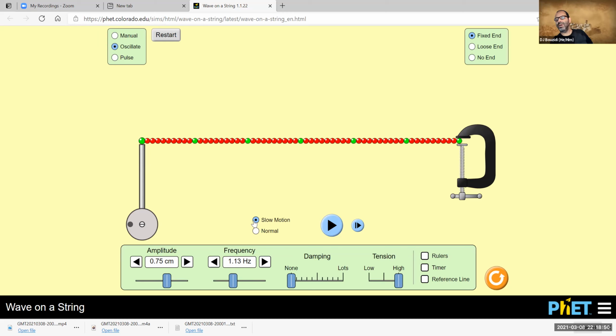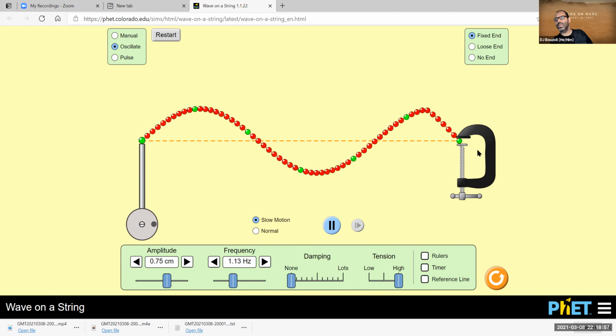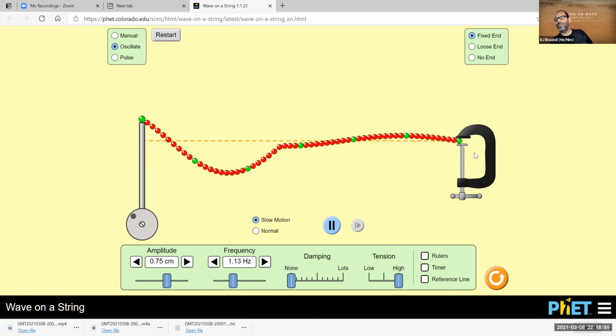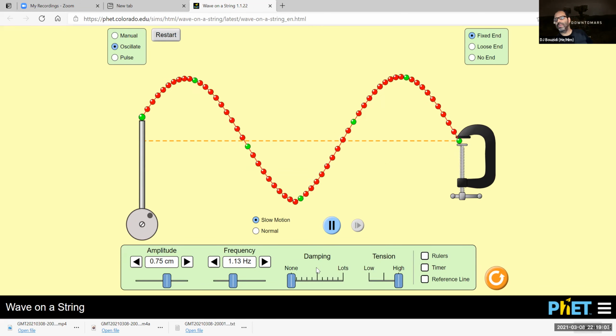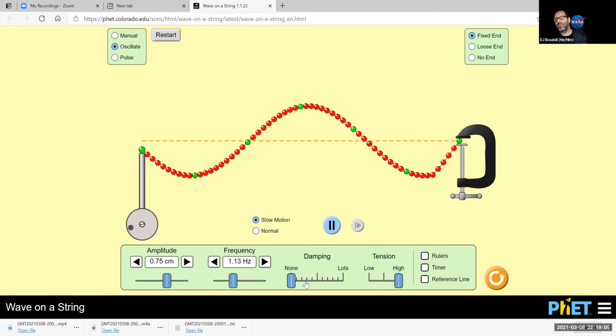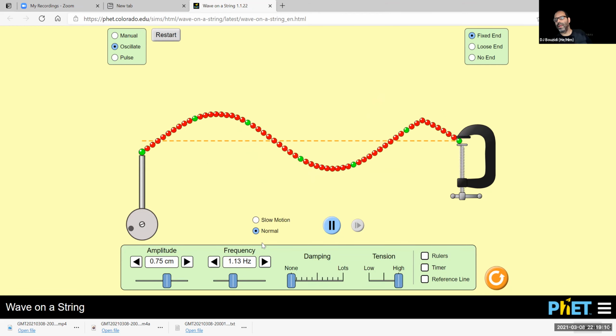The end is fixed, and I'm going to go in slow motion so I can see how it's behaving at this frequency right now. It hits, it reverses, and now I have waves on this string. Obviously, there is no damping in here, so it's just whatever you're looking at in this motion. At normal speed, this is how it goes.